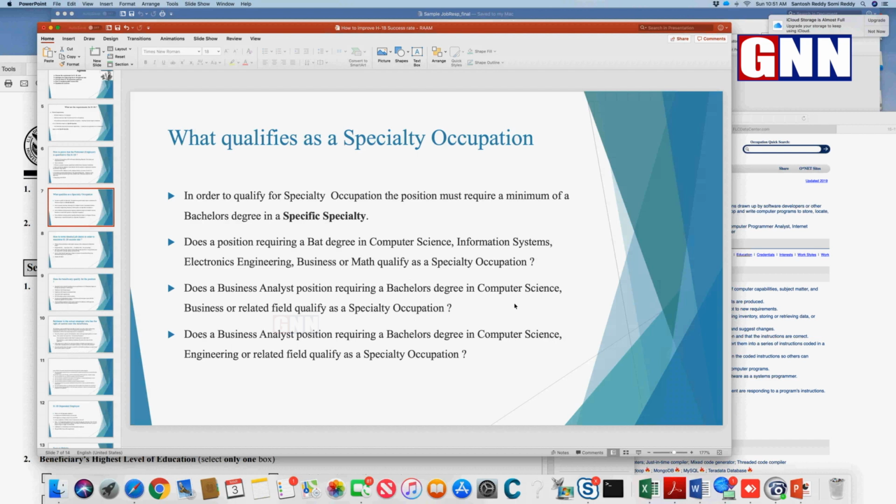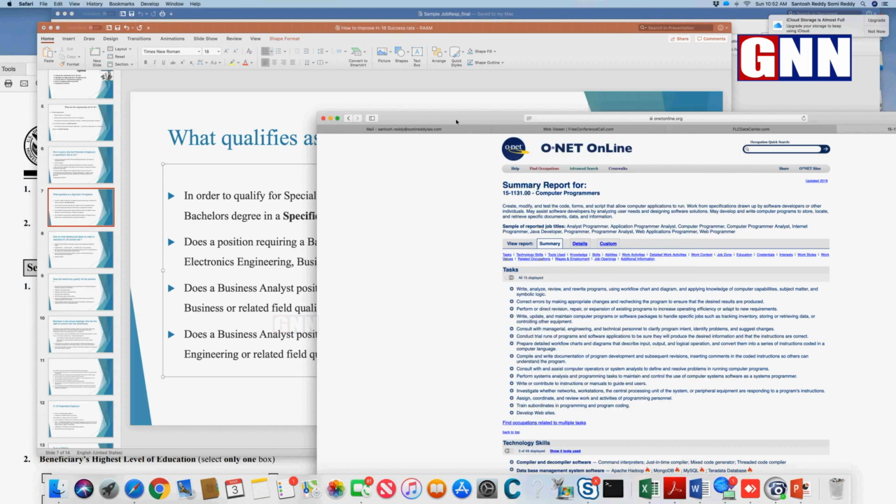Most of the times what happens is, if you look at this one, the third one: does a business analyst position requiring a bachelor's degree in computer science, business or related field qualify as a specialty occupation? The answer is no, because those are not related fields. If the candidate has an MBA degree, then it qualifies for the business analyst? No. I'll show you the reason why.